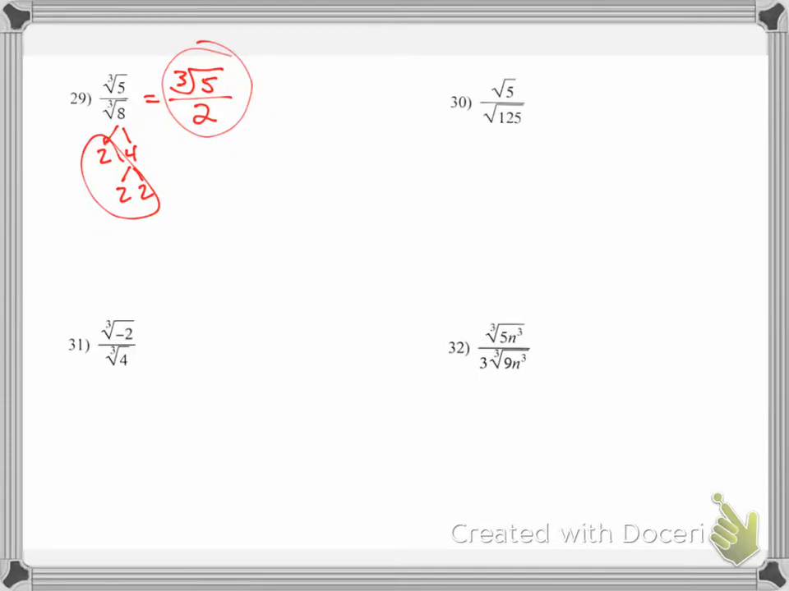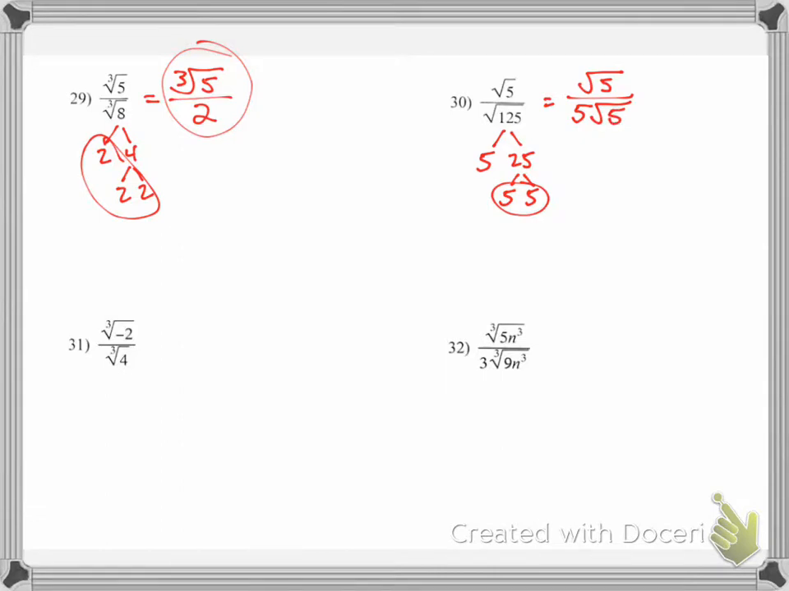30, similar problem, except we're dealing with square roots. So again, I'm going to look at square root of 5. I can't break that down. But 125, I can break that down to 5 and 25. 25 becomes 5 and 5. I have a pair of 5s I can pull out, so I can rewrite this. The top's the same. The bottom, I can pull out that pair of 5s, and I have a 5 left over.